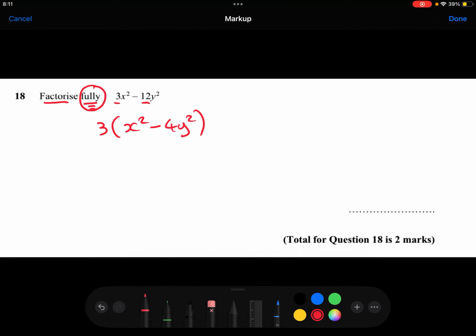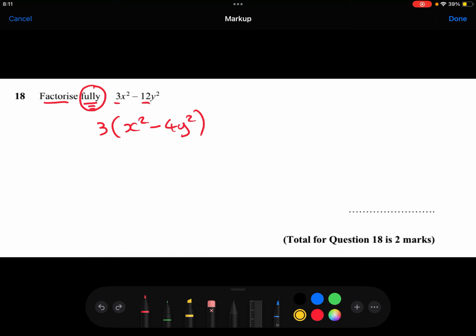Let's just double check that. The 3 times the x squared is 3x squared. That works. The 3 times the minus 4y squared is minus 12y squared. That works. So we've done the first stage of factorising. We now need to do the second stage of factorising.